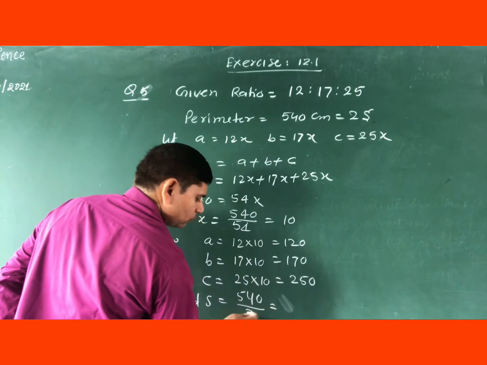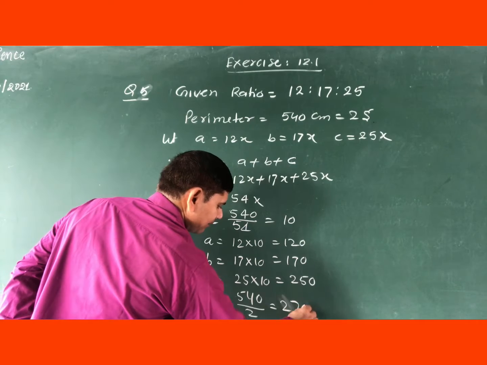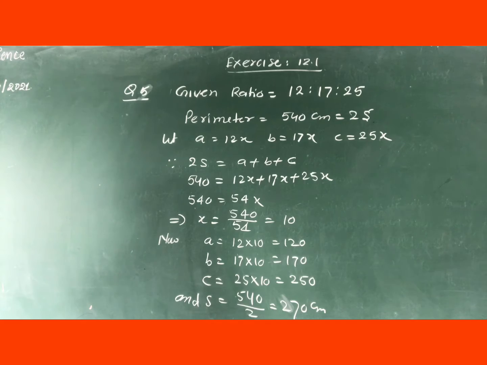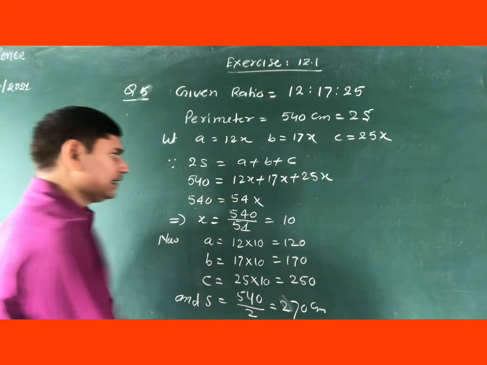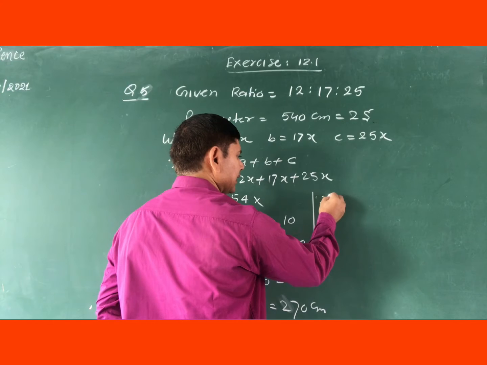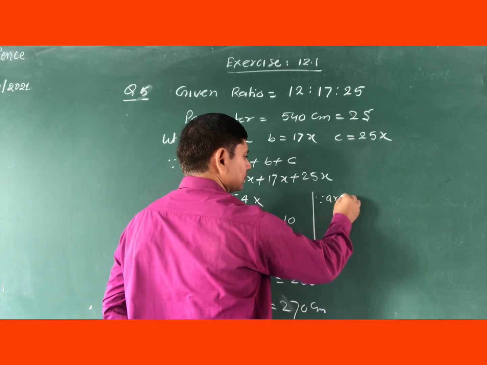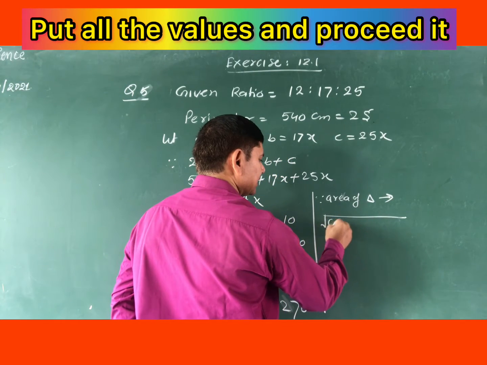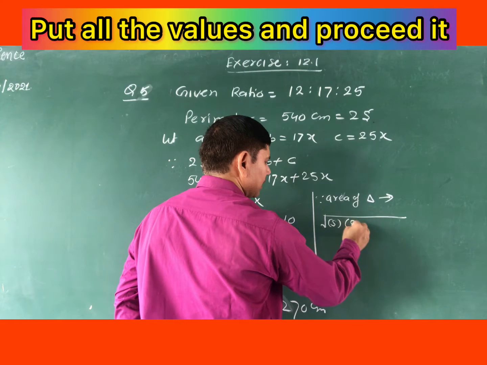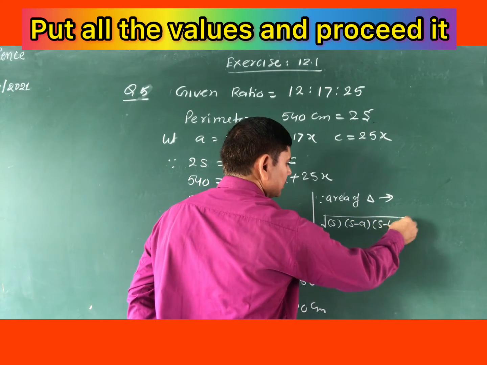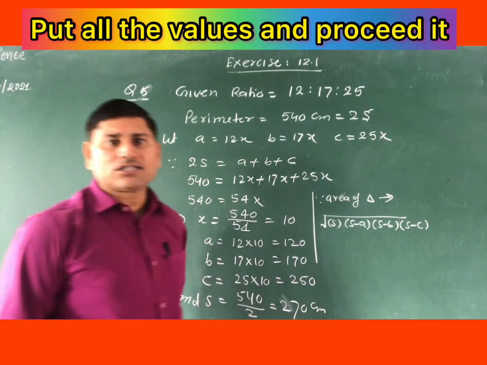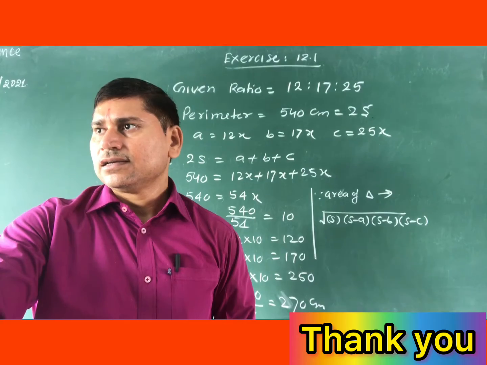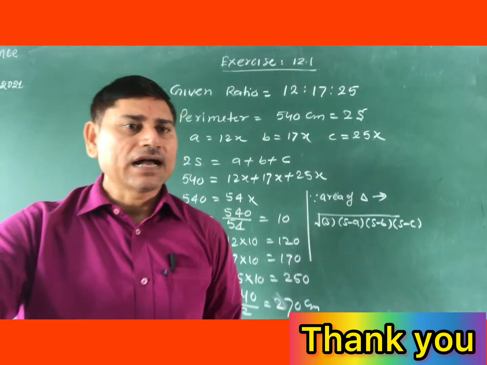270 centimeter. Now you put these values in Heron's formula, and you know that the area of triangle is under root s into s minus a, s minus b, s minus c, and now substitute all the values and you can find the answer of this question. आप सभी वैल्यू फाइंड कर लो और आंसर पता कर लो.